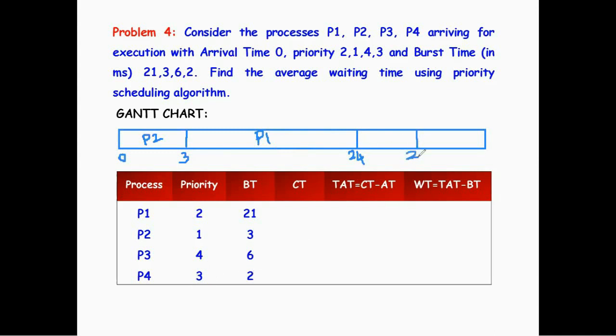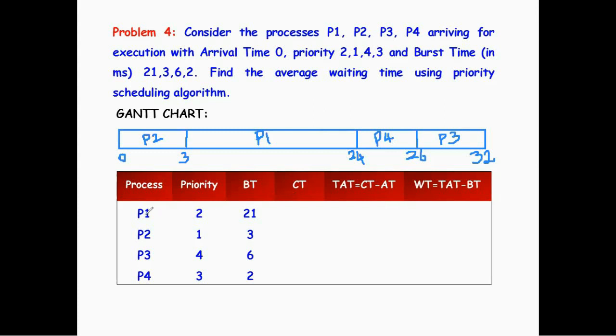And at last, P3 is the lower priority process. So P3 will be scheduled at the last. It needs 6 milliseconds for execution. So from 26 to 32, P3 will be scheduled. This is the Gantt chart representation for the given problem using priority scheduling. We need to find the completion time.